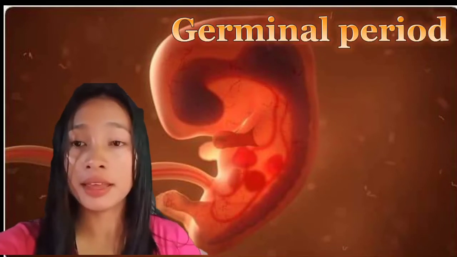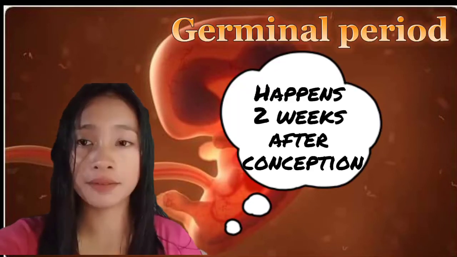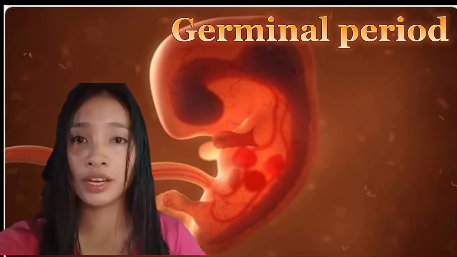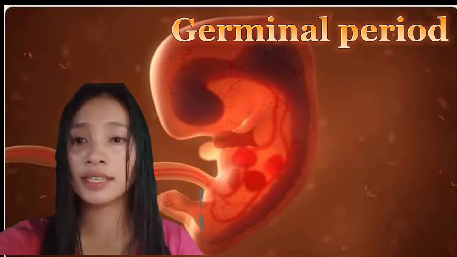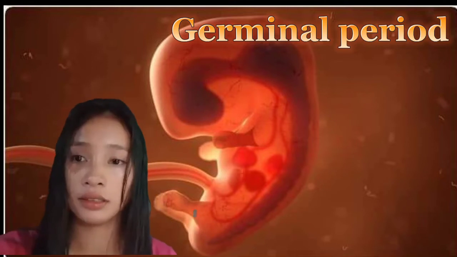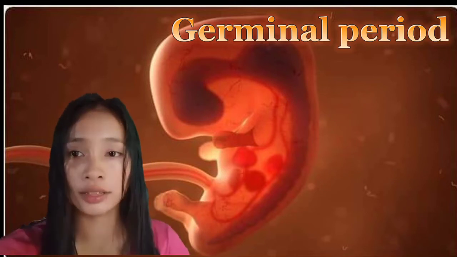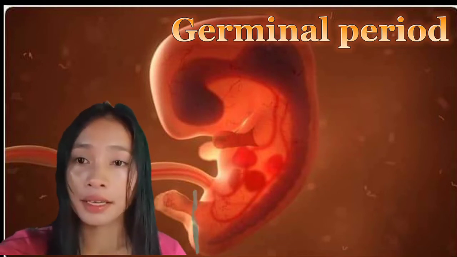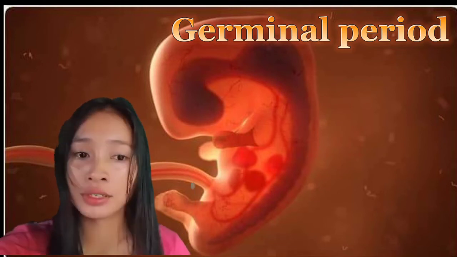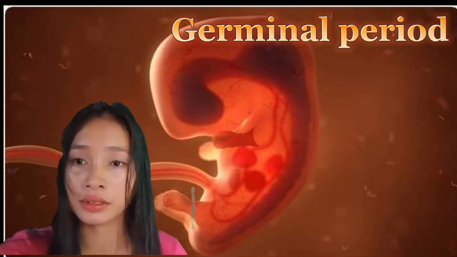Germinal period. It happens 2 weeks after conception. It includes creation of the zygote, continued cell division, and the attachment of the zygote to the uterine wall. Rapid cell division, and by the end of the stage, the fertilized egg becomes a blastocyst and plants itself in the wall of the uterus.